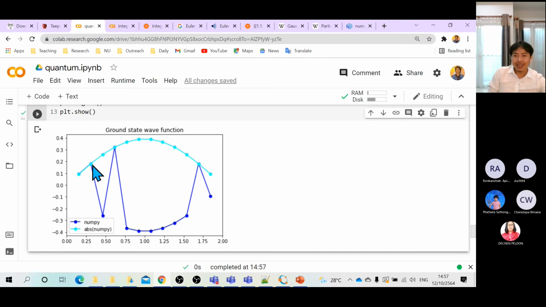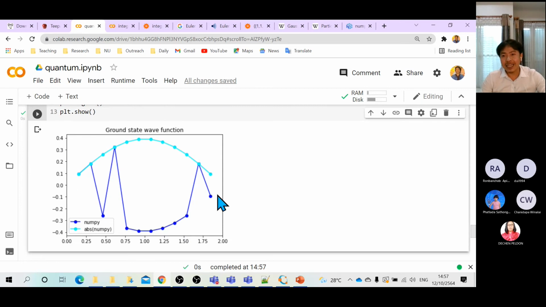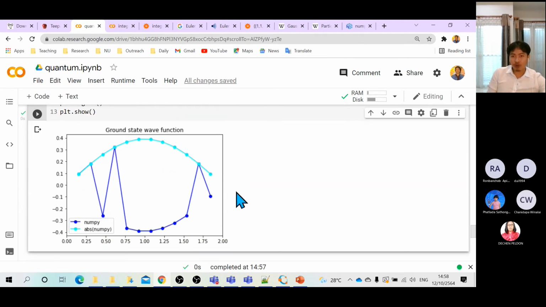That's from Numpy. The graph seems very odd. It goes zigzag. The sign goes from plus to minus and to plus again. It's kind of very strange. Now, if I fix this problem by taking the absolute value of the Numpy answer, I get this nice curve there in light blue, okay? So there's something wrong about this subroutine in Numpy of how you get the eigenvector.